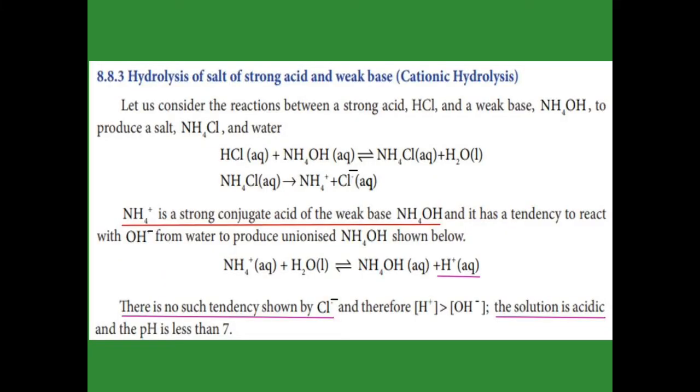The hydrolysis reaction between a strong acid and a weak base. For that we are going to take hydrogen chloride, that is a strong acid, and then the weak base ammonium hydroxide. The reaction between HCl and ammonium hydroxide gives ammonium chloride and water. It is an equilibrium reaction, and then ammonium chloride is a salt, so it is completely dissociated and gives NH4+ and Cl-. And then the NH4+ is a strong conjugate acid of a weak base, so the NH4+ reacts with the OH- of the water and gives ammonium hydroxide.